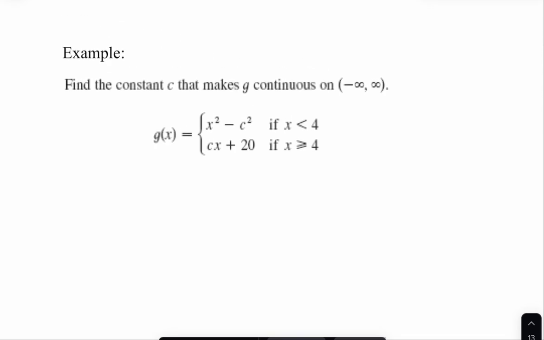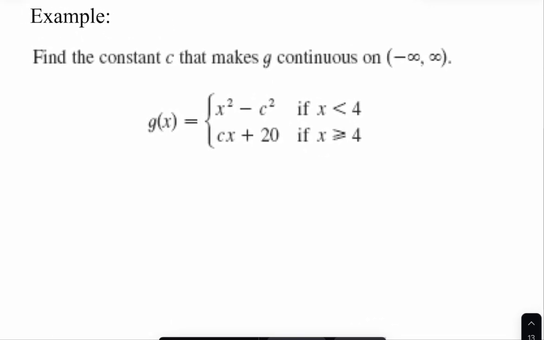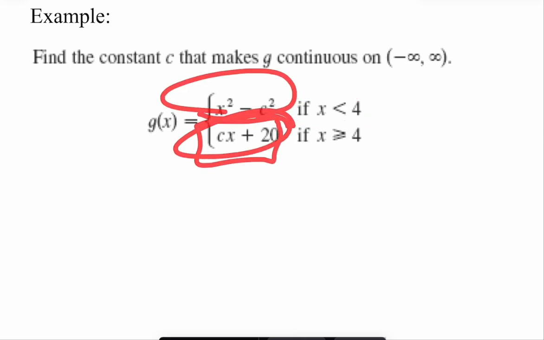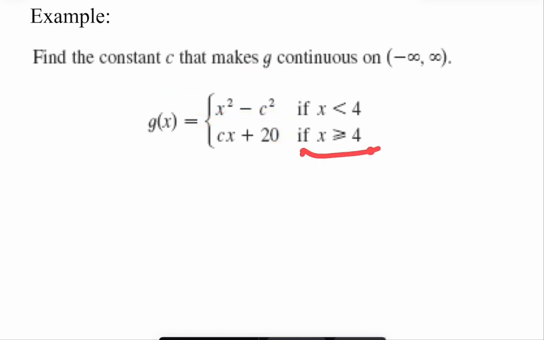Now, here's kind of an interesting question. I've seen this in multiple places. It says, what is the constant c that will make this function continuous? Okay, now let's look for a moment. This portion of it is continuous because it's a polynomial. c is just a number, but it stops at 4. This is just a line. This one's a parabola. This one's a line. It's continuous, but it stops at 4. What is the only value that we have to worry about?